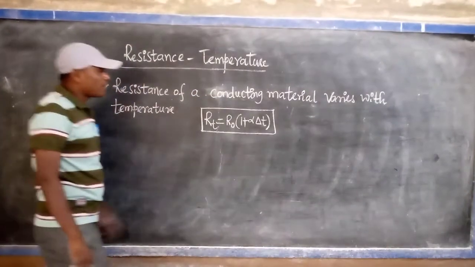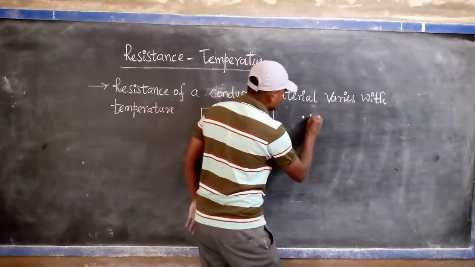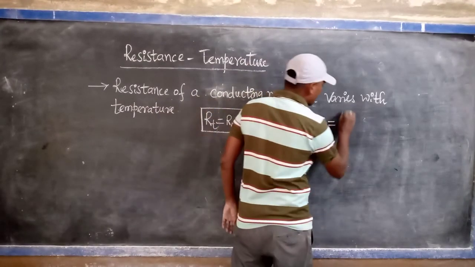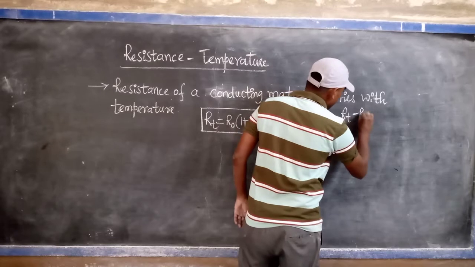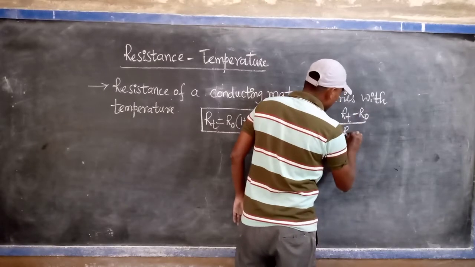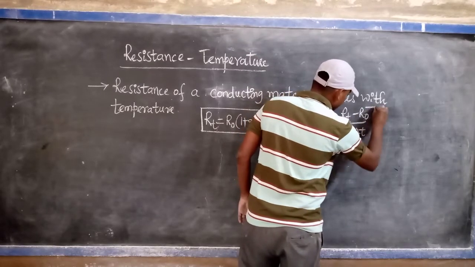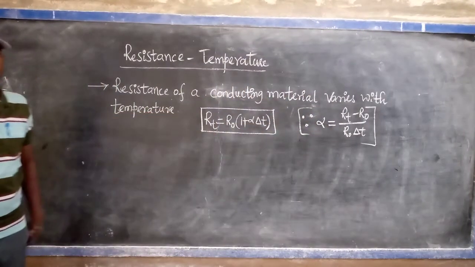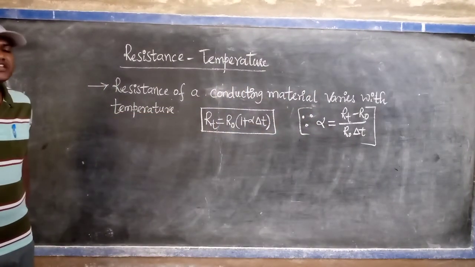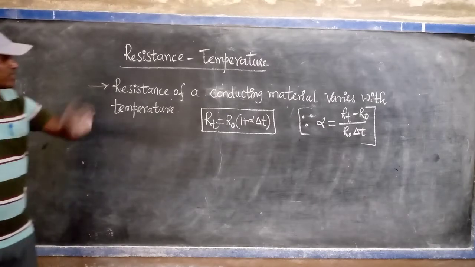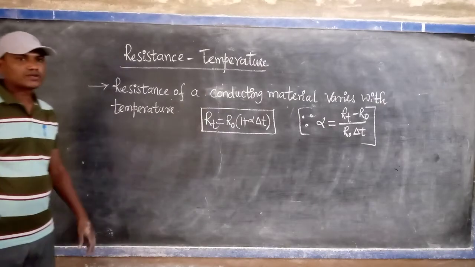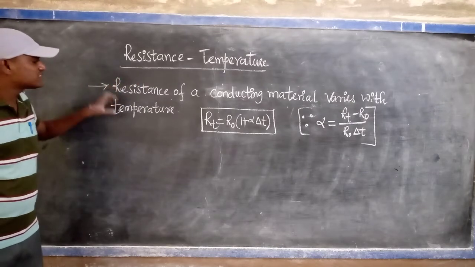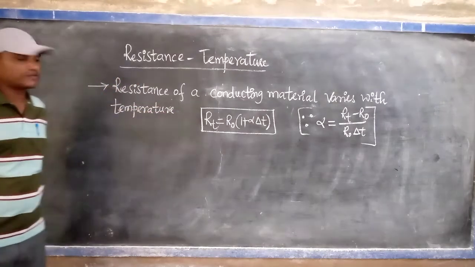The coefficient of linear expansion alpha is equal to (R T minus R naught) upon (R naught into delta T). That is the exact formula of the coefficient of linear expansion, and from that we can write this relation. So the resistance of a conducting material varies with temperature.